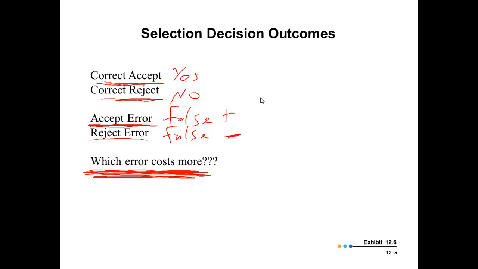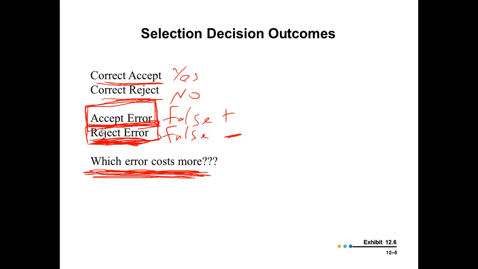If you said the accept error is more expensive, you are exactly right. Reject errors are not very expensive. Most jobs you get dozens, maybe hundreds of applications. You spend a minute or two, or maybe even your computer program sorts through and rejects people left and right. You spend a minimal amount of money on reject errors. Who knows? $10, $20, whatever it is, it's negligible. Accept errors can be very expensive.